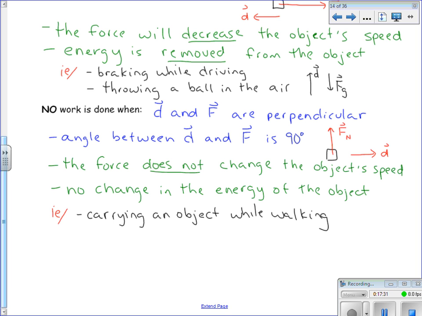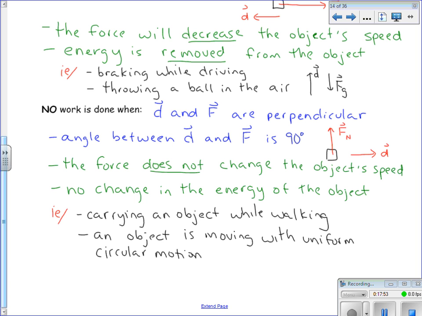Another time when no work is done is when an object is moving with uniform circular motion. And that's because the displacement of the object with uniform circular motion is always perpendicular to the force that's towards the center of the circle.